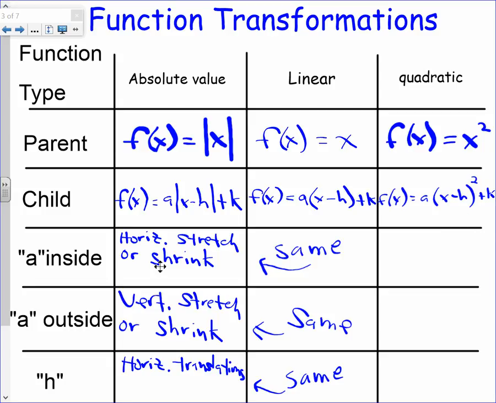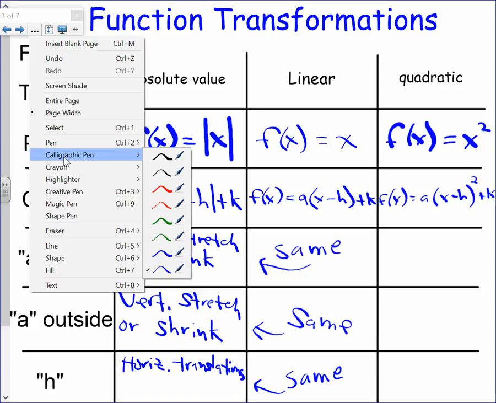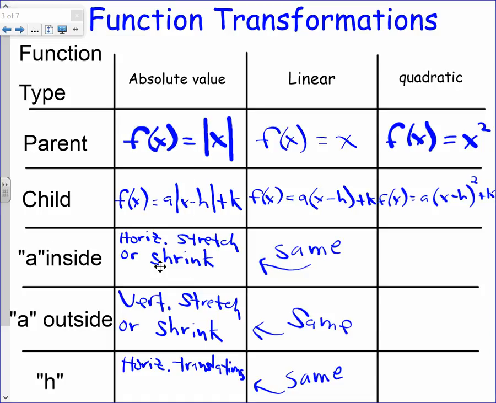Notice how the structure is the same as the linear and the absolute value. The only difference now is we're taking everything to the second power. We're taking the x to the second power. And that creates a certain type of shape, and I'll get into that right now. What if the a value is on the inside? It's the same. You still have a horizontal shrink or stretch. So go ahead and write same.